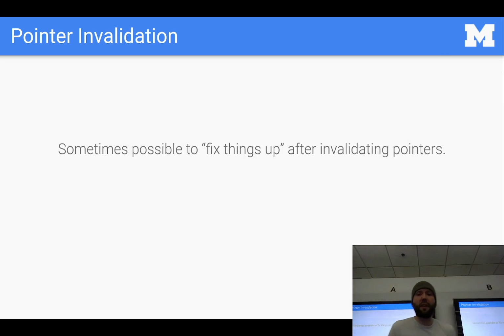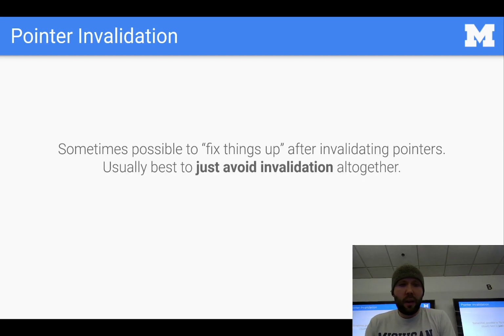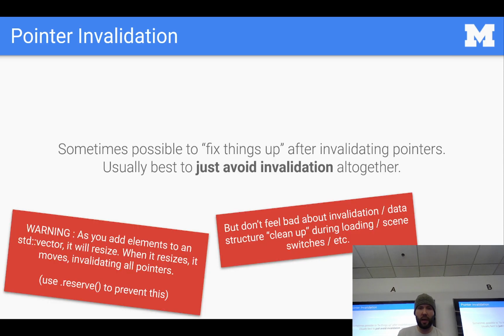Sometimes it's possible to fix things up after invalidating pointers, but I think in general, in these assignments, it's probably best for you to just avoid that kind of invalidation altogether. But don't feel too bad about doing an invalidation when you're switching between scenes. You're switching between scenes, which means you're trashing that array of actors in the first place, which means pointer invalidation just doesn't matter. You're not going to be using those pointers anymore. Clear everything, and you can load the new scene up, and that should fix you up.